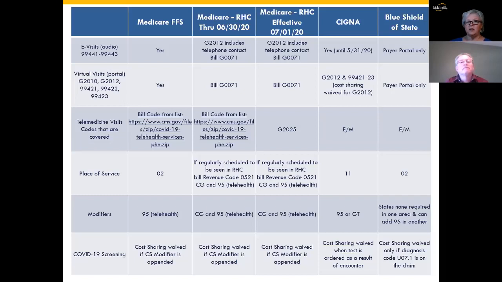So as you can see here, there's kind of a variety of payer information here, and we've got the Medicare RHCs to know how to bill through June 30th and then through July 1. And we're going to talk more about those changes as we move through the presentation here. You can see that Cigna wants a place of service 11, where other payers do not want the different places of service.